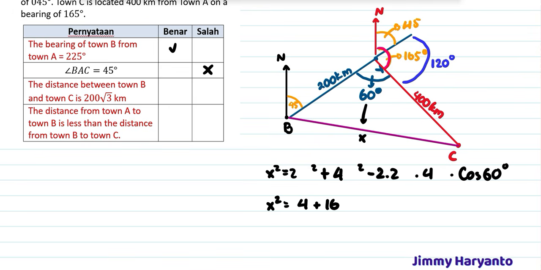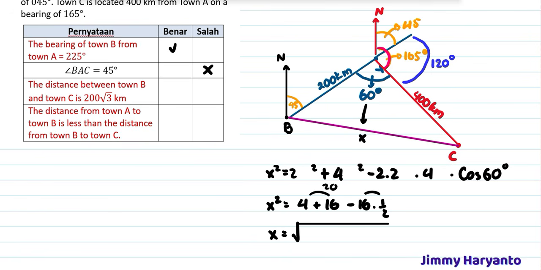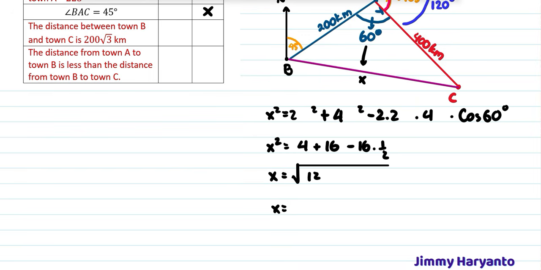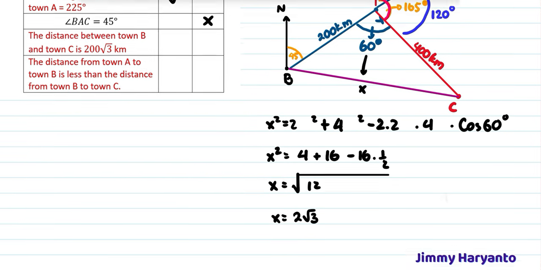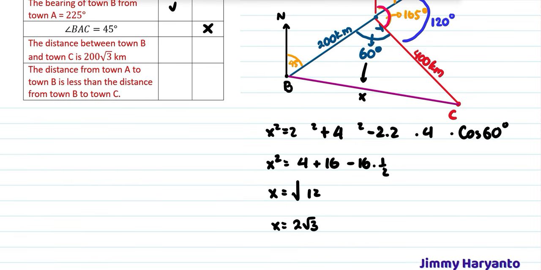This one is 4, this one is 16, this one is 16, cos 60 is half. Okay, so x equals the square root of 4 plus 16, which is 20. This one is 8, so 20 minus 8 equals 12. That means the final answer is 2 square root of 3. Simplify the square root of 12, okay?